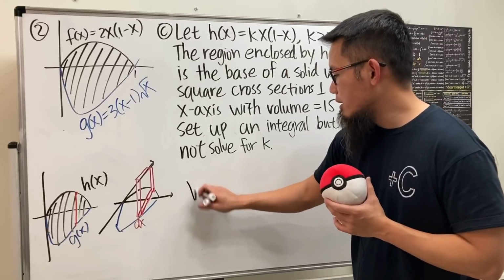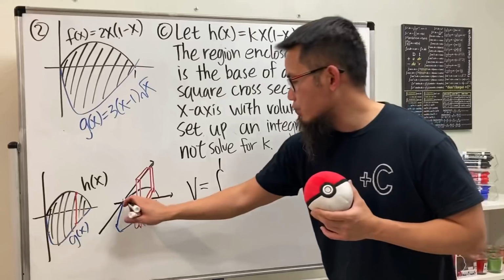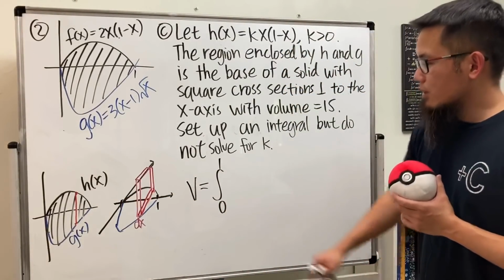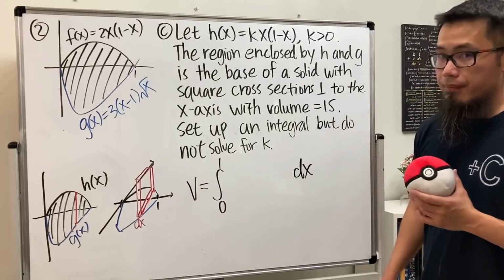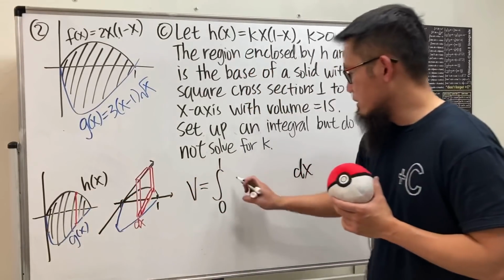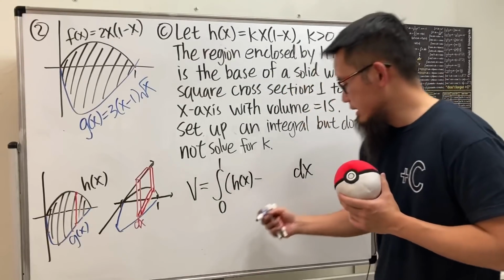The volume is going to be, well, we have to integrate from 0 to 1, right? This was going from 0 to 1. And what we'll do is we have the dx all the way at the end. And now, again, we have to do h of x minus g of x. So I'll just put this down. H of x minus g of x.